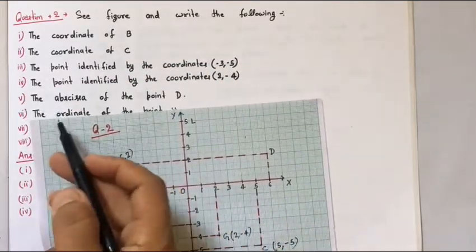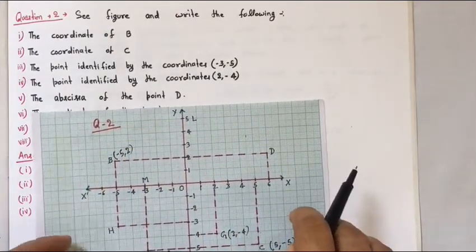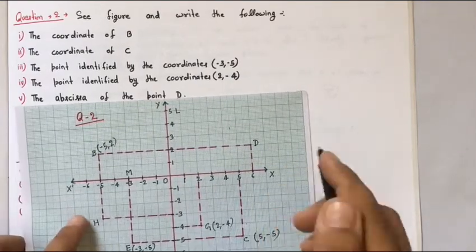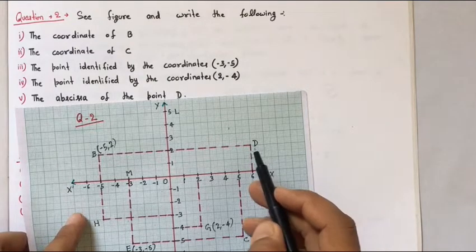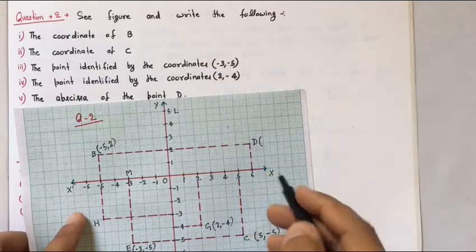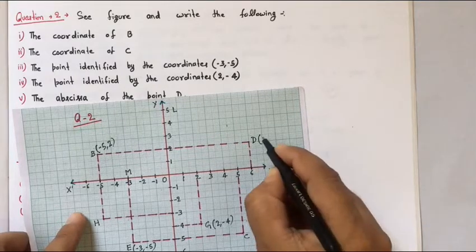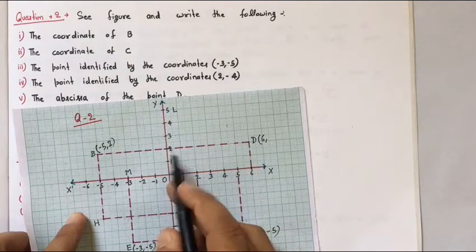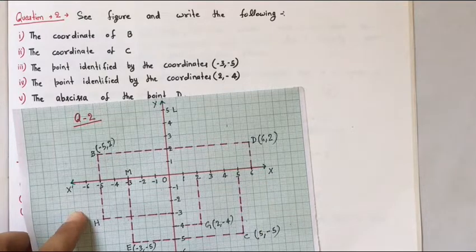The next question is the abscissa of the point D. First of all we have to find the coordinate of point D. Where is point D? This is the point D. From point D, first of all we have to look perpendicular on the x axis. From point D, perpendicular on the x axis is 6, and from point D, perpendicular on the y axis is 2. So the coordinate of point D is 6, 2.